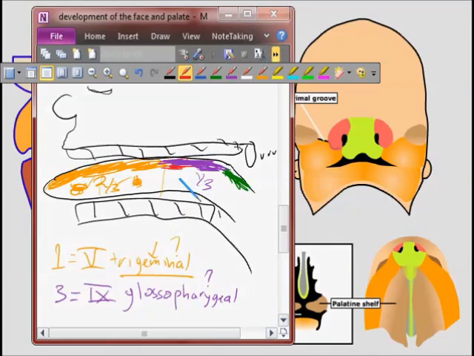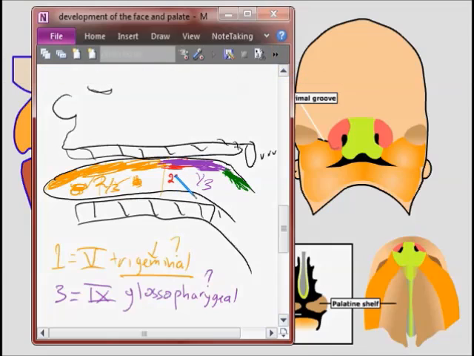So just to refresh your memory, this was the second arch. This was the third arch. And this is the first arch. Okay, so you had your first, second, third, in order. But what happens is the third got greedy and decided to overextend its boundaries this way. So now you have the third forming the last third of your tongue, and you have the first forming the first two thirds, which would mean what?